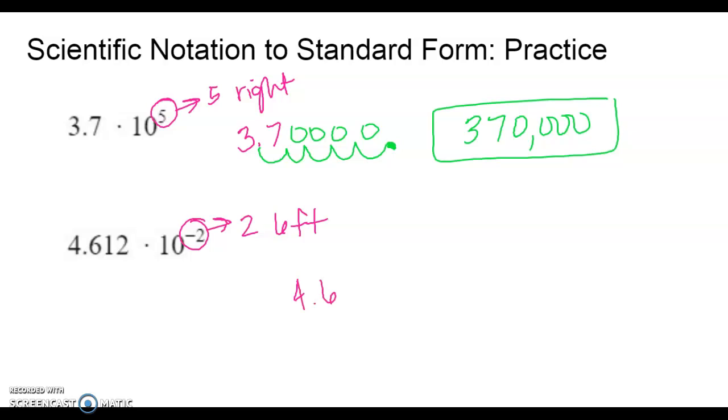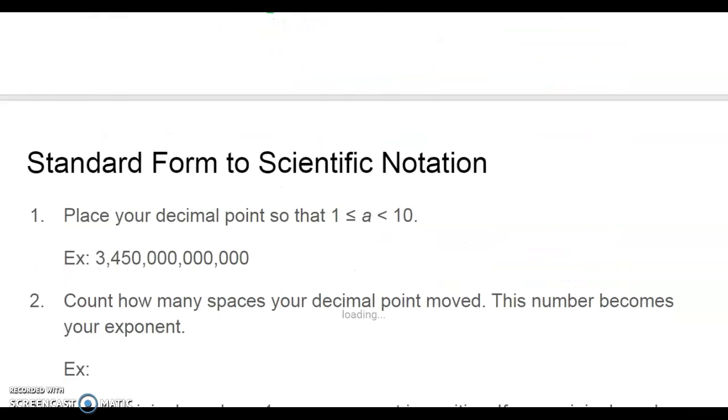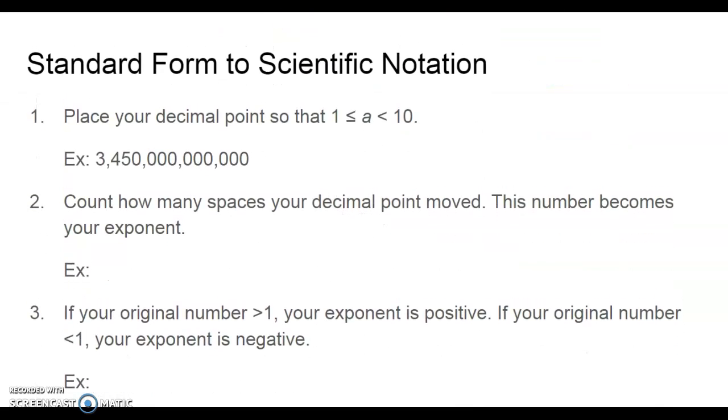So 4.612, I take that decimal point 1, 2 spaces to the left. I add a 0 in my blanks, and I see that 4.612 times 10 to the negative 2nd power is equivalent to 0.04612.